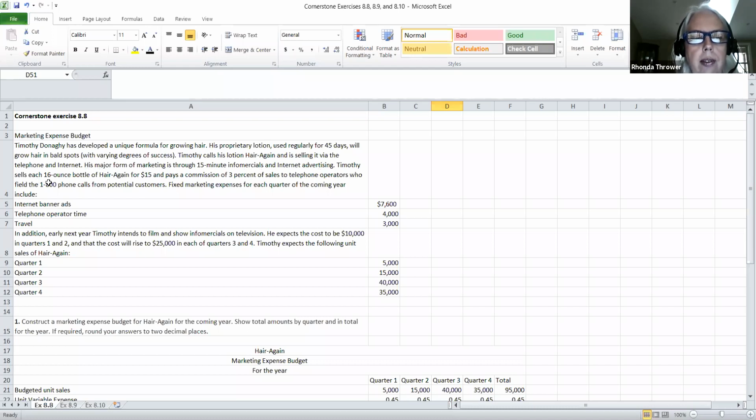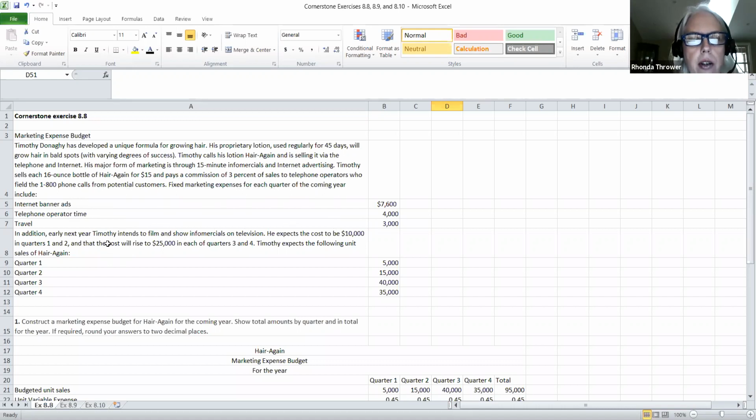Timothy sells each 16-ounce bottle of Hair Again for $15 and pays a commission of 3% of sales to telephone operators who field the 1-800 phone calls from potential customers. So this commission is a variable expense, so you need to know that. Fixed marketing expenses for each quarter of the coming year include the internet banner ads, telephone operator time, and travel.